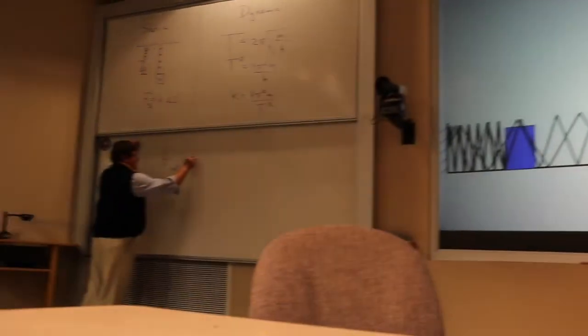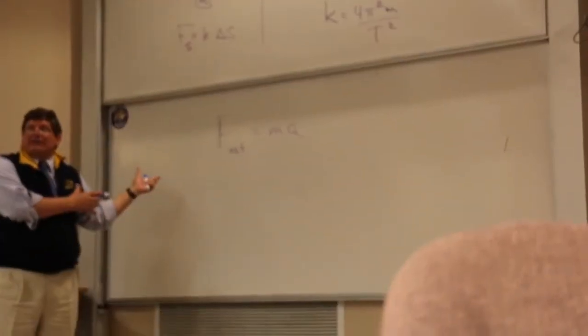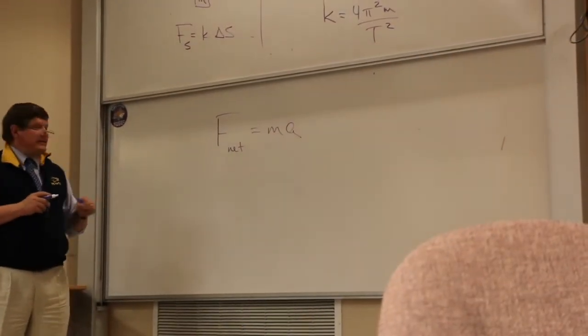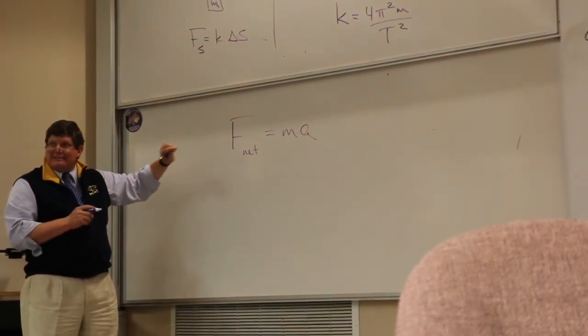F net equals ma, remember, that's the one great equation of 205. That's the one equation to bring them all and in the darkness bind them. We all had that tattooed onto us, right?